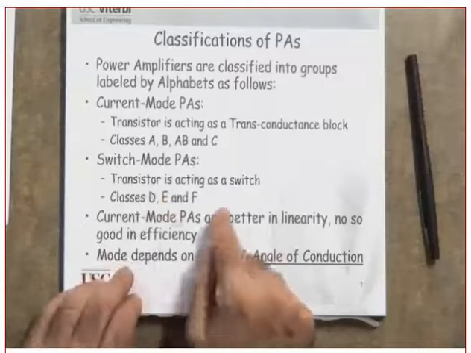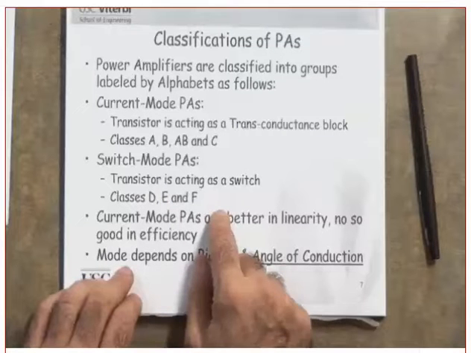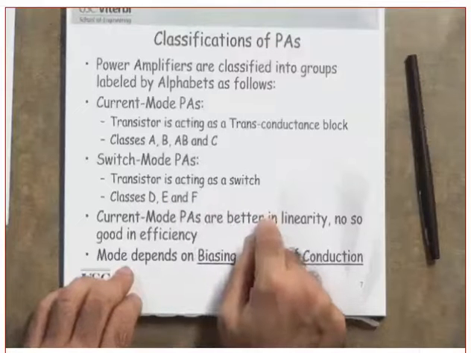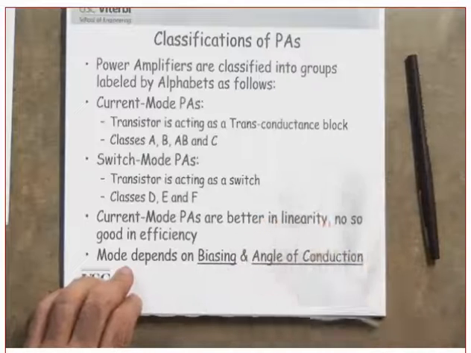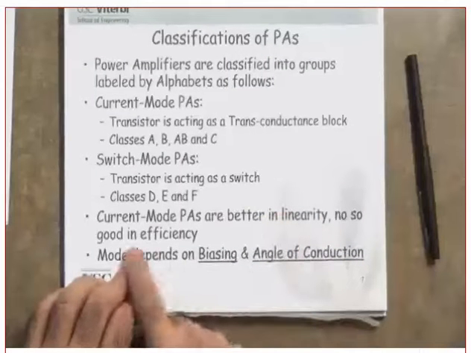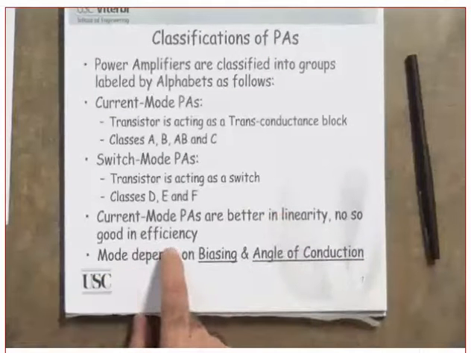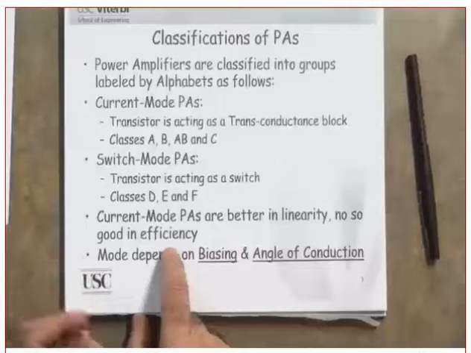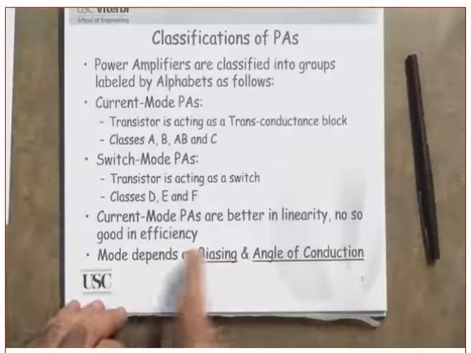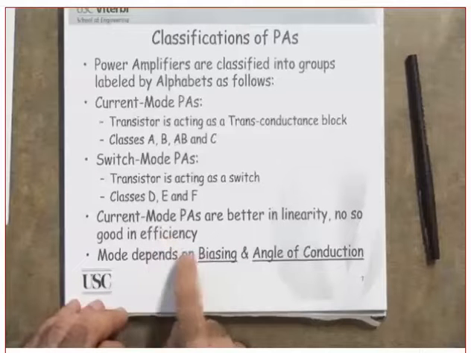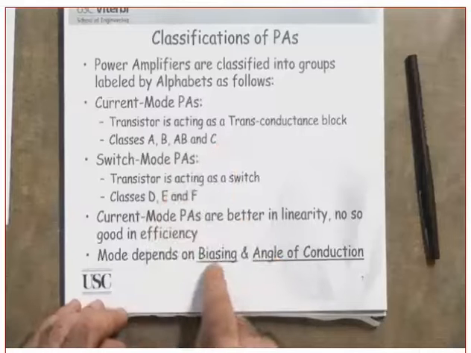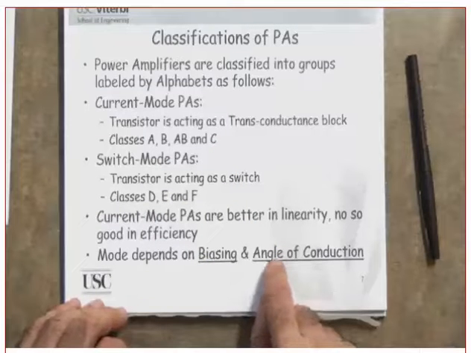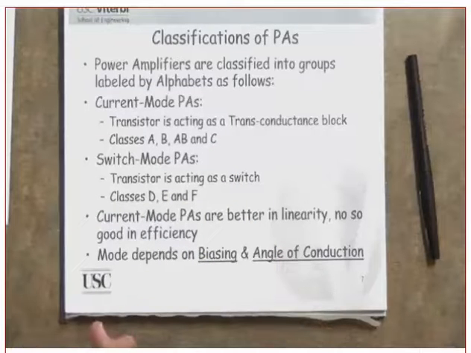Now, current mode power amplifiers, we will see they are better in terms of linearity. When I say better in terms of linearity, it means more linear. But they are not so good as far as the efficiency is concerned. Clear? Okay. And whether it's class A or class B or AB depends on what is known as the biasing of the transistor and the angle of conduction.